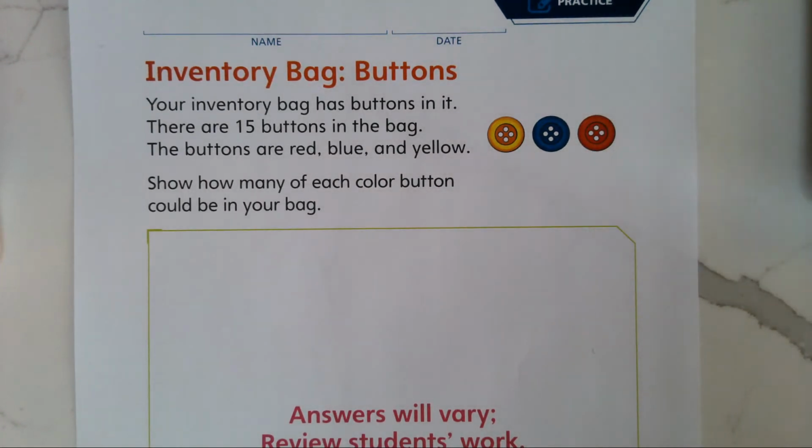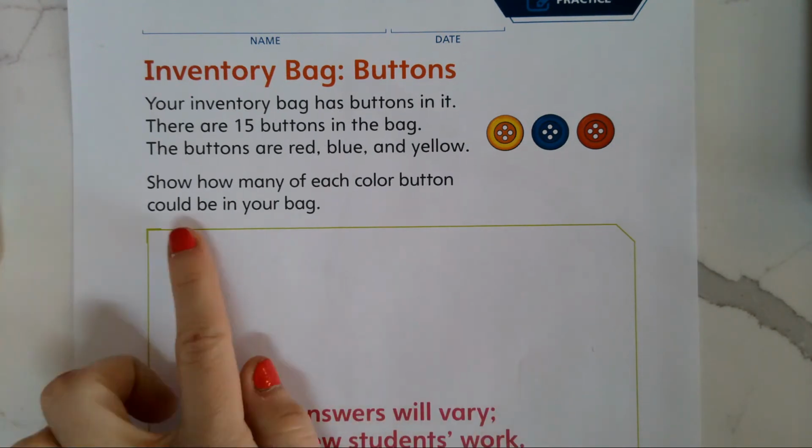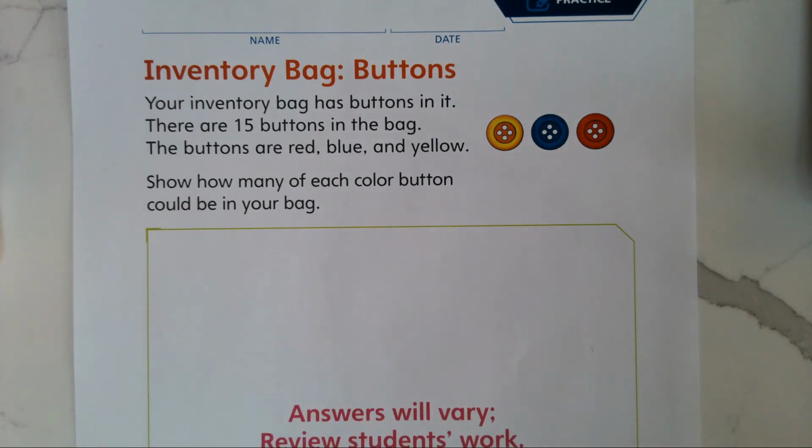But do we know how many are red, blue, and yellow? We don't. We are trying to figure that out. So we are thinking about how many of those buttons could be red? How many of those buttons could be blue? How many of those buttons could be yellow? And below today on your paper, you're going to show how many of each color button could be in your bag. So you might be thinking about what you can use to help show your thinking.